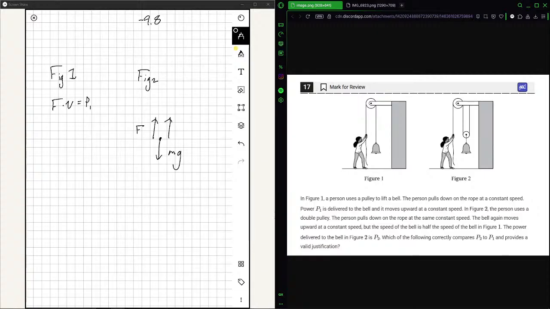Is it as straightforward to say that the speed is half, so it's f times v over 2 equals p2? Is it that straightforward? Why would it be f times v over 2? Well, it says it's moving at half the speed.